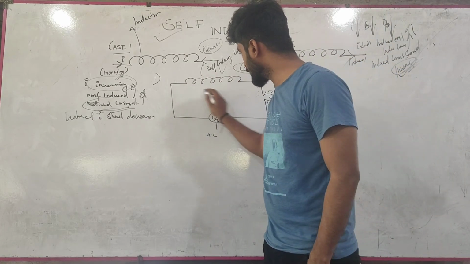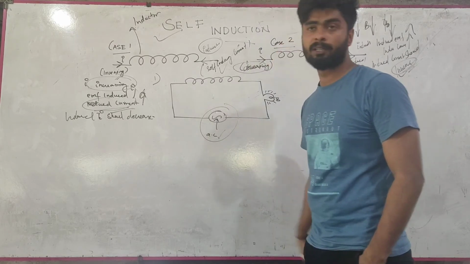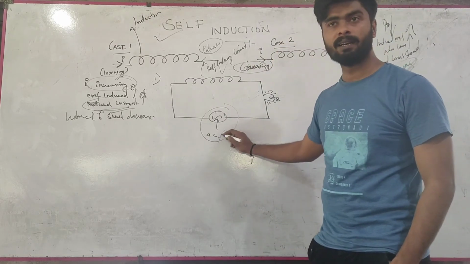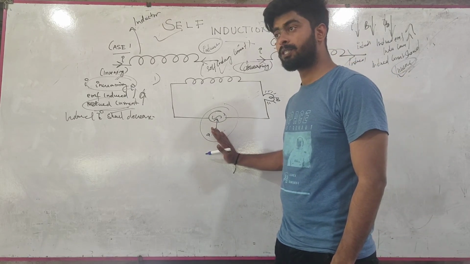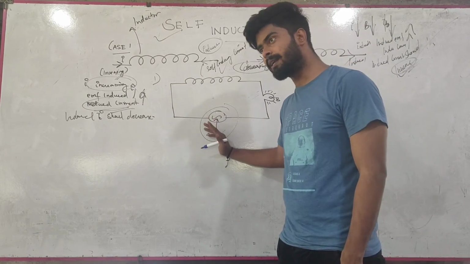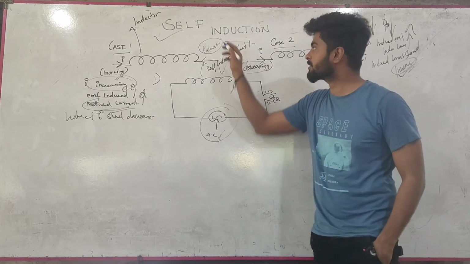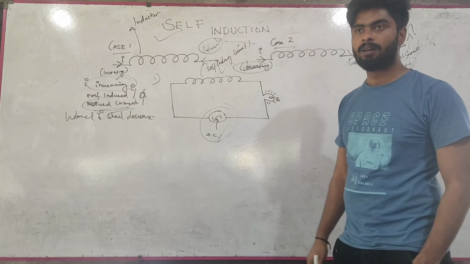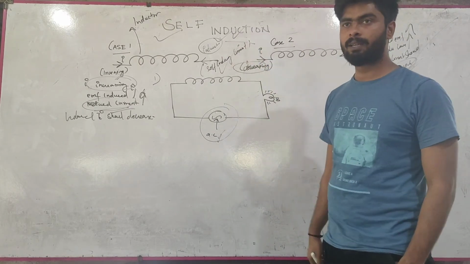So here you can see a coil being connected to an AC source. What is the importance of AC source? It is alternating current, right? The current will be changing. So changing current will produce changing magnetic flux, and changing magnetic flux will induce an EMF in this coil. This is what is called self-induction, where an induced current will be formed. Clear?